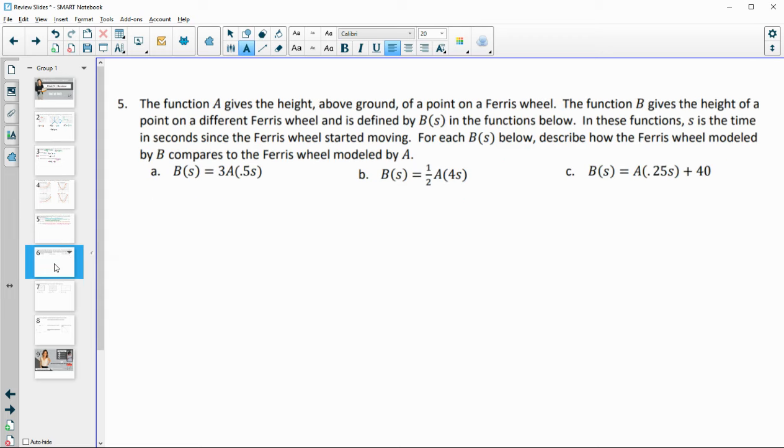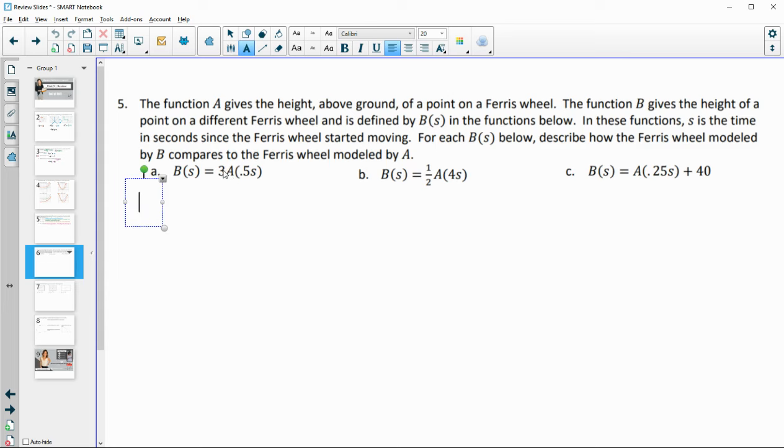All right, number 5, the function A gives the height above ground of a point on a Ferris wheel. The function B gives the height of a different point on a different Ferris wheel and is defined by B of s in the functions below. In these functions, s is the time in seconds since the Ferris wheels started moving. For B of s below, describe how the Ferris wheel modeled by B compares to the Ferris wheel modeled by A. In this first one, it says that B of s equals 3 times A of 0.5 s.